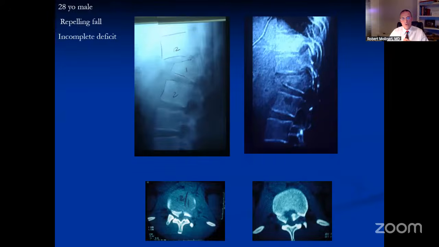Here's an example of a 28-year-old male who was in the Army. This is a U.S. Army soldier. He was out of state. He had a rappelling accident, and he had a fracture subluxation injury of his spine. You can see the L1 vertebral body is compromised. It's collapsed. There's fragments in the canal. And this patient had an incomplete neurologic deficit, ASIA C, 28 years old.